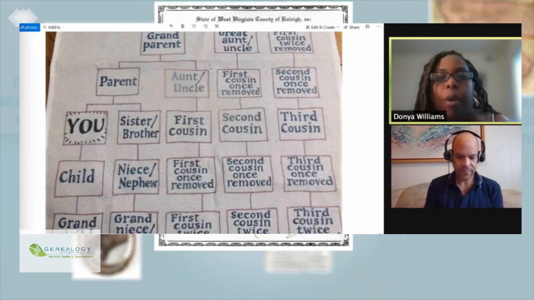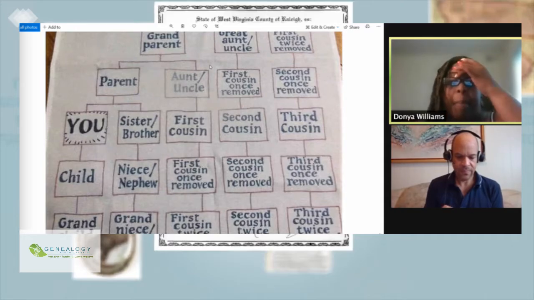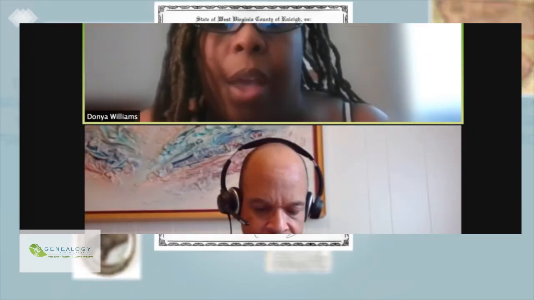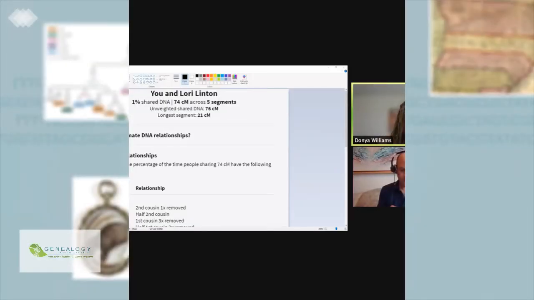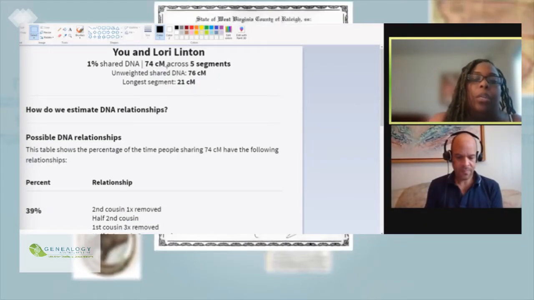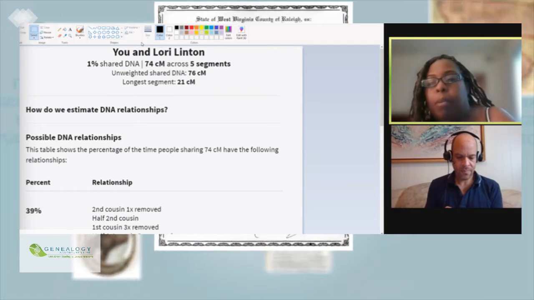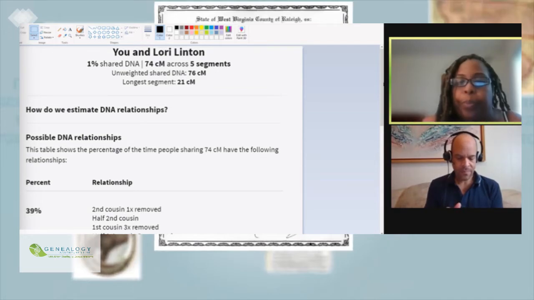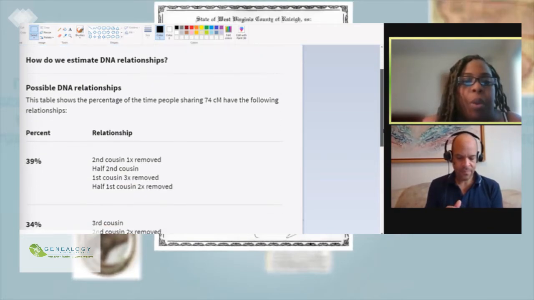Okay, so now somebody was asking about Ancestry and what Ancestry shares. So I'm going to pull up that photo that I have, which is this one. Here's a photo where somebody is 74 cM across 5 segments. So the longest segment is 21.